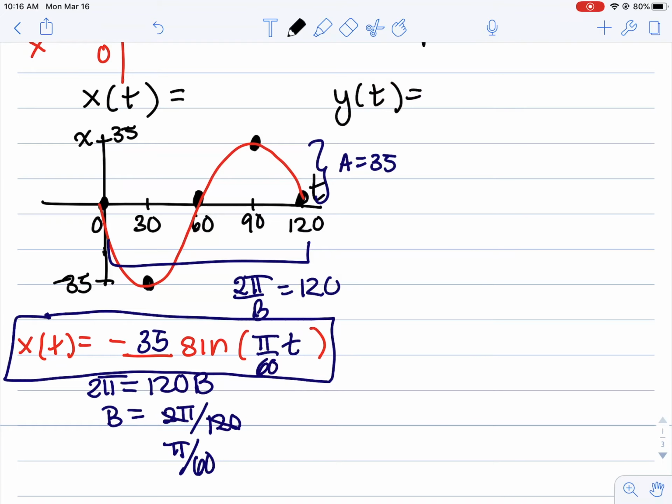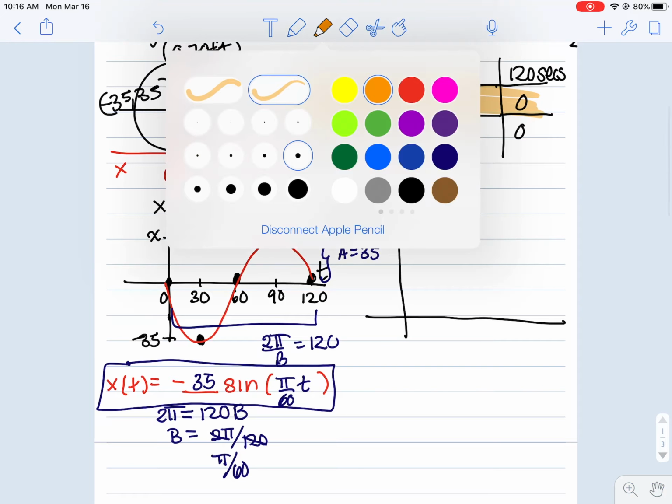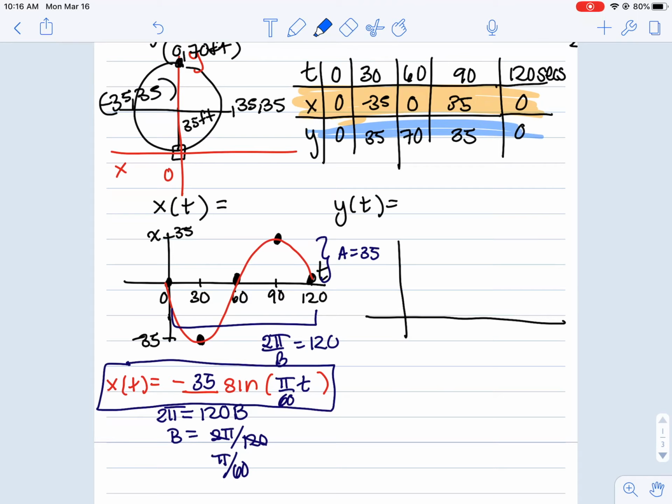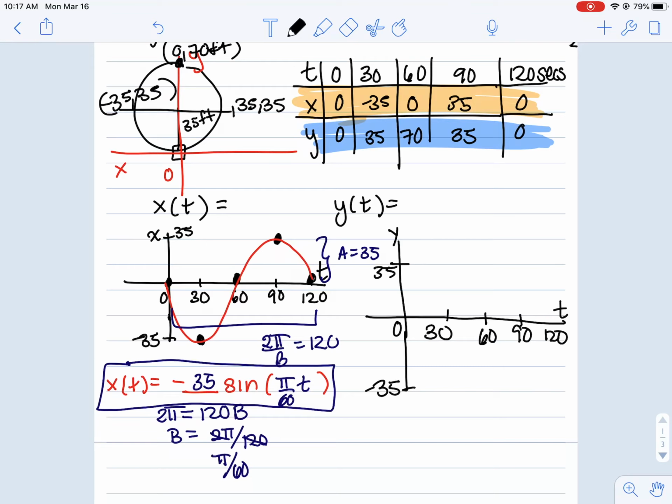Okay, let's do this for y. You can try pausing this and then making this a try. But I will, and then play again and then check my solutions. Okay, so now let's look at our equation for y given t. We have the same period, so we're probably going to have the same b value. And we have the same max and min, so we're probably going to have the same a value.